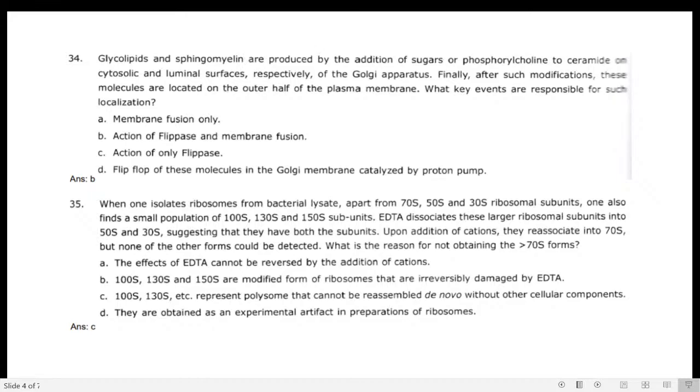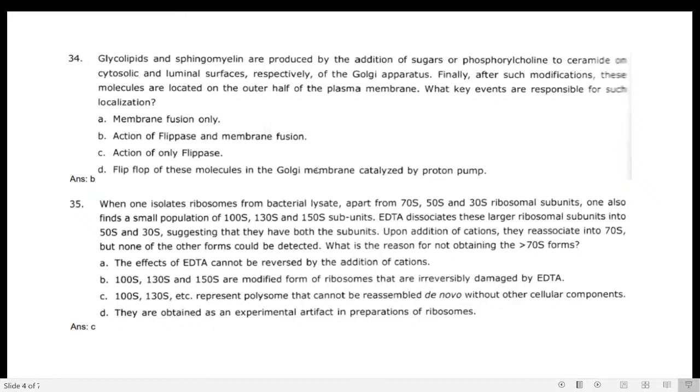The glycolipids and sphingomyelins are produced by the addition of sugars or phosphoryl choline to ceramide on the cytosolic and luminal surface respectively. This happens in the Golgi apparatus. Finally, after such a modification, these molecules are located on the outer half of the plasma membrane. What are the key events responsible for this? The answer is B, the action of flippase and membrane fusion. Okay, next is a tricky but logical question.